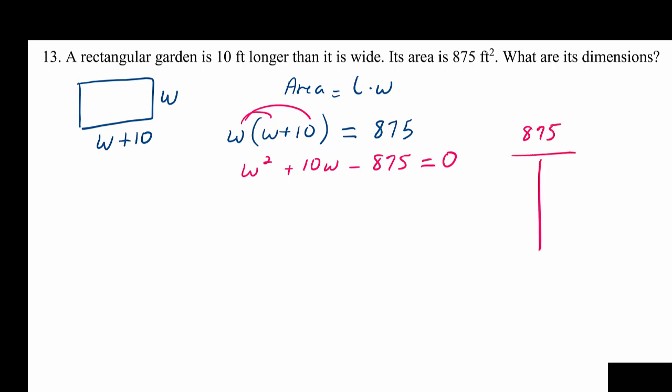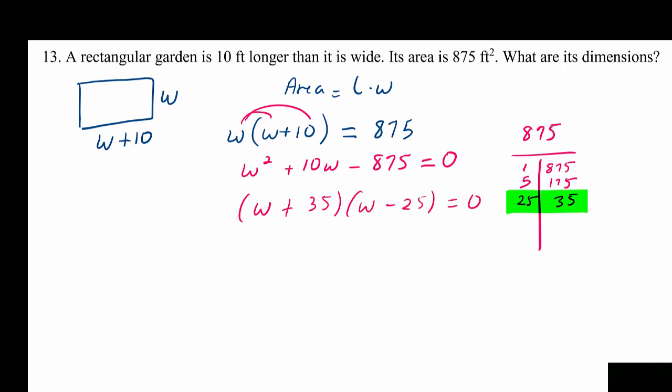A table. We need a table again. 875, these numbers are getting big. Okay, so let's go find these two factors. Okay, so I found them, 25 and 35. Those will multiply to a negative 875 and add up to a positive 10 if I use the right sign. So it's W plus 35 and then W minus 25 for our factored form, and we're going to set these to 0 and solve for W.